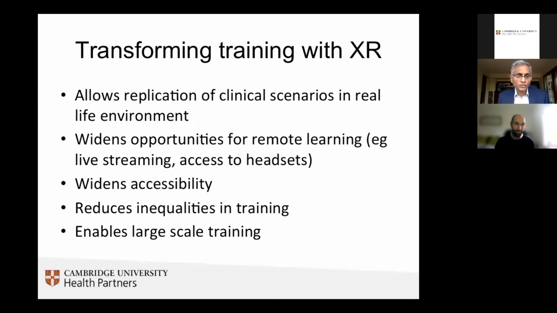So I'm hoping that this has allowed us to understand that extended reality allows replication of various scenarios, and the advantage of this is the 3D aspect of it in the real life location. That streaming allows widening access of and opportunities to remote learning and remote locations. And because of that, it would allow improvements in the standard of training that occurs in a more wide area. So inequalities of training hopefully will reduce.